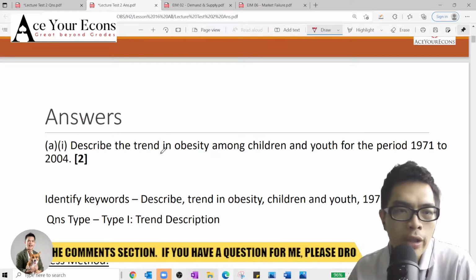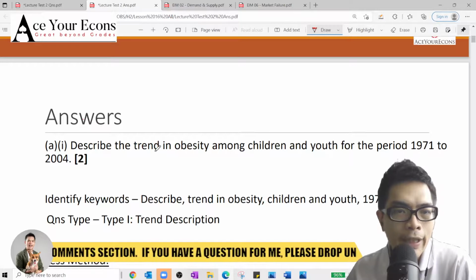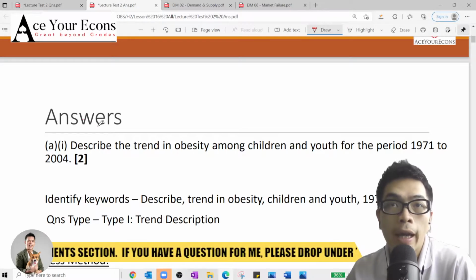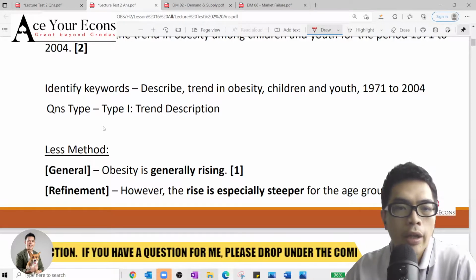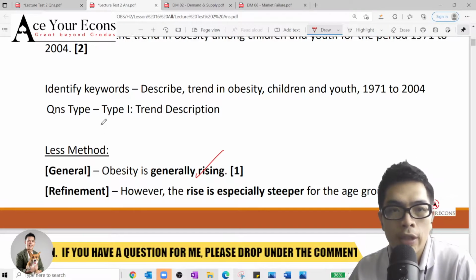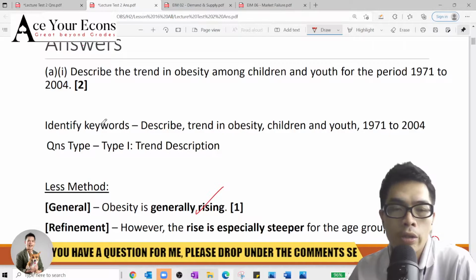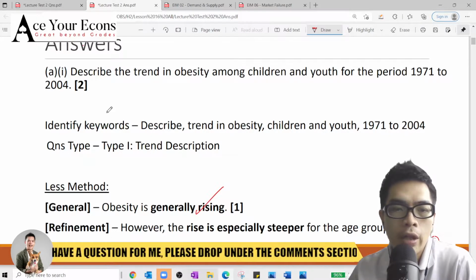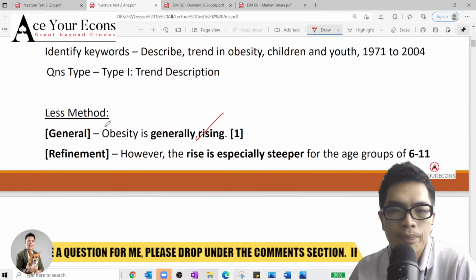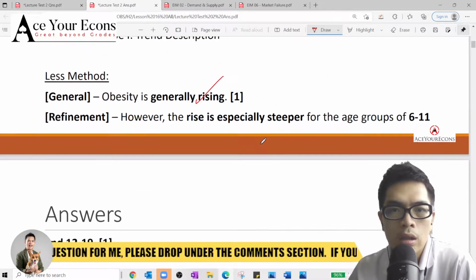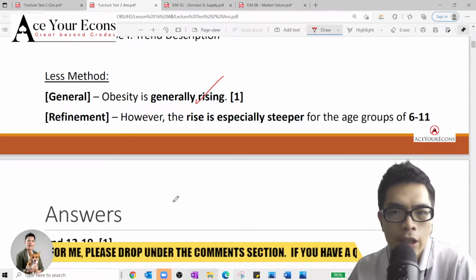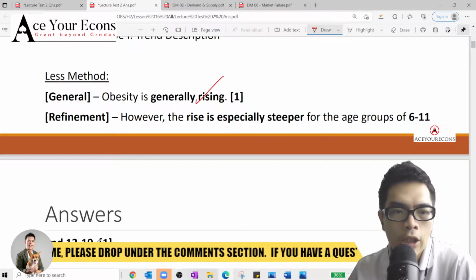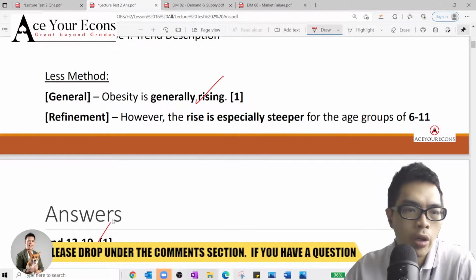So for a trend description question, make sure you identify the overall trend and an anomaly. So you can see that the overall trend is that obesity is generally increasing. This is quite straightforward. If you have it, you will be awarded 1 mark. You can identify certain age groups that experience a sharp rise. This is what we call a rate of change.